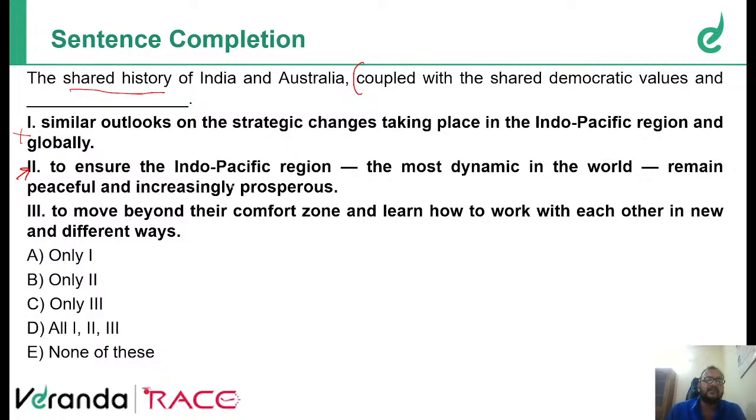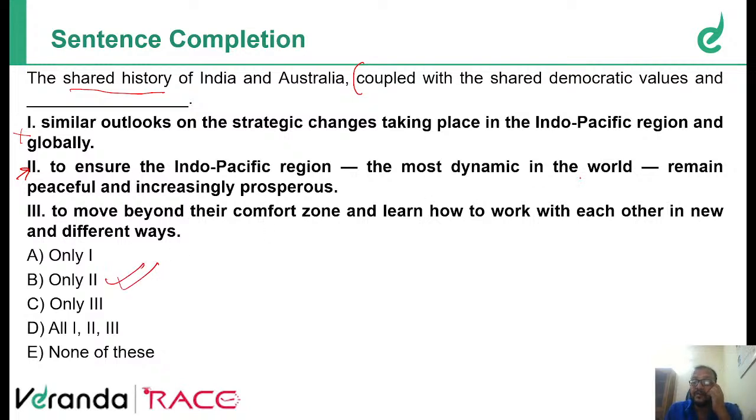Doesn't make complete sense, because you see, the shared history of India and Australia, coupled with shared democratic values, and to move beyond their comfort zone and learn how to work with, doesn't make complete sense. You understand? If we remove this particular part, coupled with shared democratic values, and to ensure the Indo-Pacific region, the most dynamic in the world, remain peaceful and increasingly prosperous. So it makes complete sense. So only 2 will be the answer.